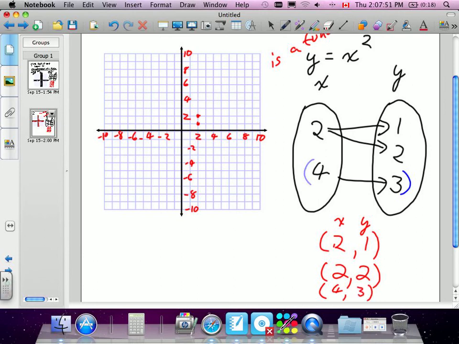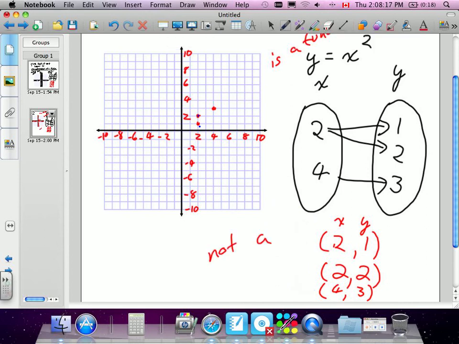Now, if we do the vertical line test here, how many times do I touch points in this so-called function? Do I ever draw a vertical line and touch it twice? Yes. So is this a function? No. So these points together, they do not represent a function, because there is a point above another.